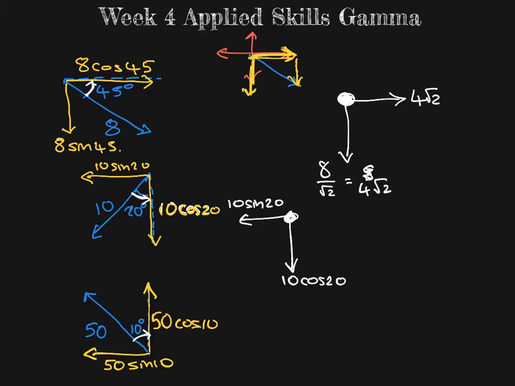If we draw that independently, it would look like this. It's got a horizontal component to the left, a vertical component. The vertical component is 50 cos 10, and the horizontal component to the left is 50 sine 10. This skill is very, very important, and we're going to practice it every single week.